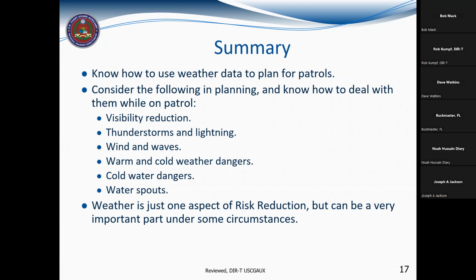So it's very important. I don't know how to stress it enough. You have the option of going out or not going out when you are going out on patrol. Active duty has the same thing. What's the risk? What's the benefit?